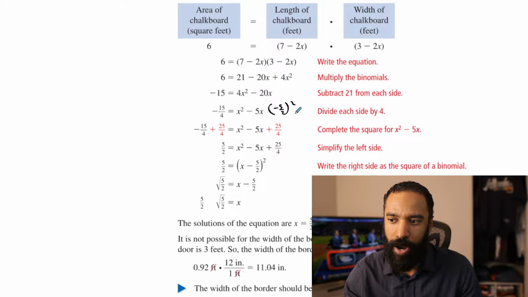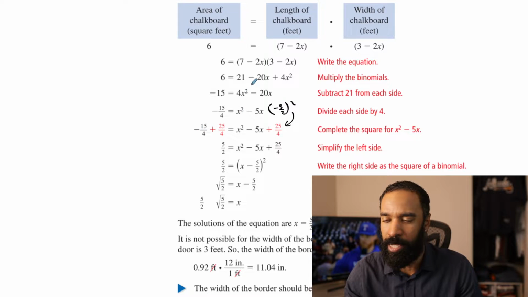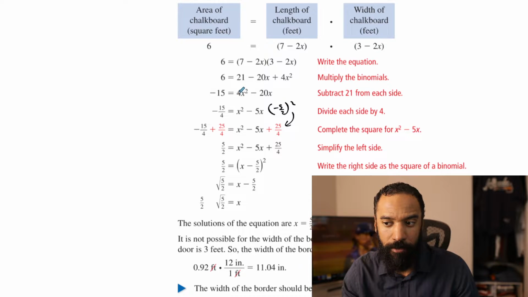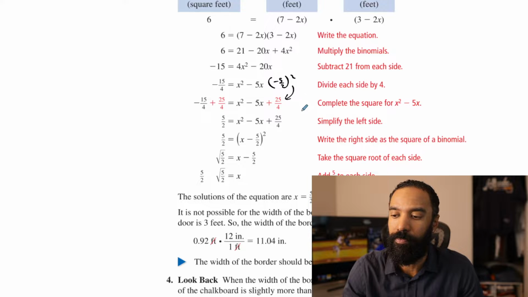And negative 5 halves squared is positive 25 fourths. So we add it to both sides. Their version's probably even better because they automatically have a common denominator. Mine is just by nature of habit. You can do what you need to. Divide by 4 or factor the 4 out. But you do need it out of the way to complete the square.